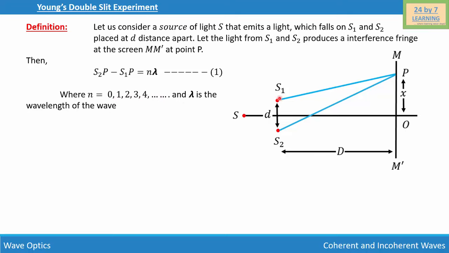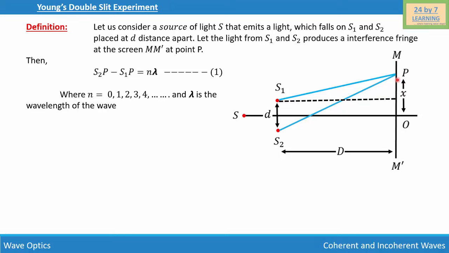Now I want to find the value of S1P. In order to find the value of S1P, I'm going to drop a perpendicular from S1 to the screen MM', and if I do that, I will get a right triangle. This is the right triangle, and this is my hypotenuse S1P. If you look at the picture, point P is x distance from O, and S1 and S2 are d distance apart. So S1 will be d over 2 distance from this line, and S2 will also be d over 2 distance from this line. So this distance right here is d over 2, and if I subtract d over 2 from x, we will get this distance.